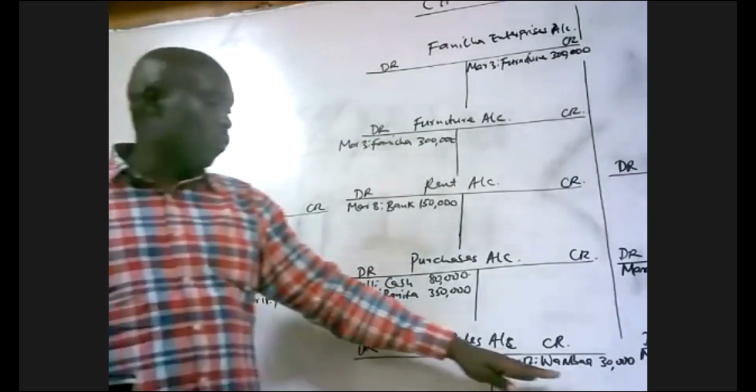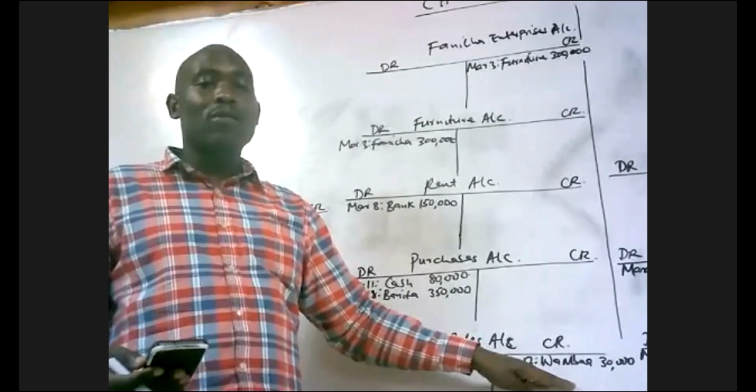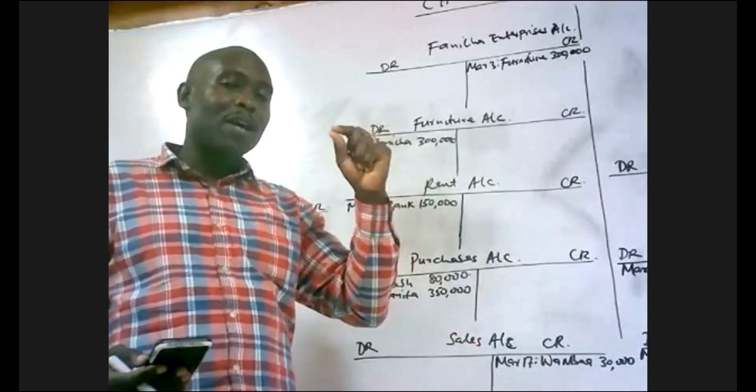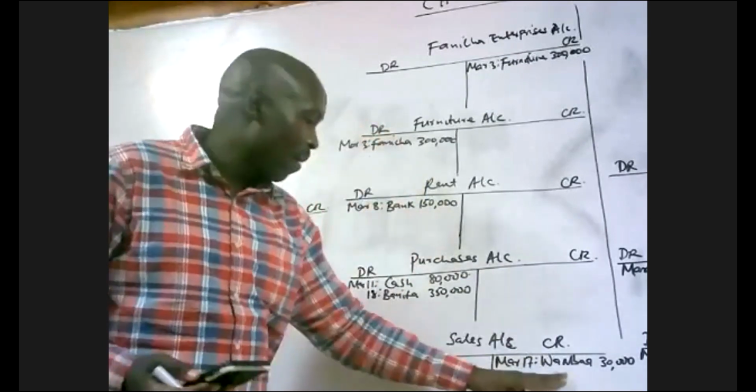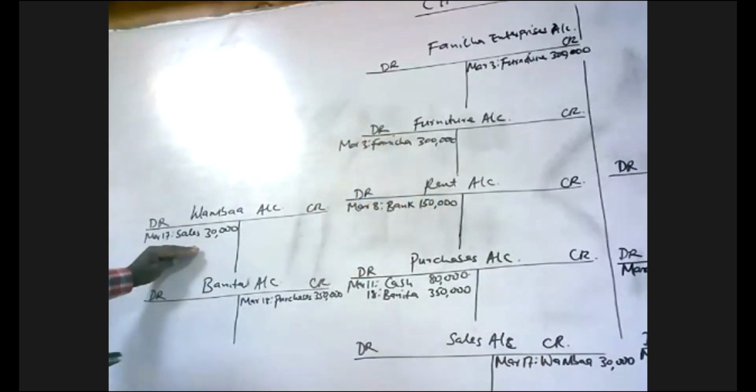But debtors, those who are going to appear in the sales account on the credit side, if it is the name of a person, that person is a debtor, and the debtor will be debited. The same case we have done here with Wamba.